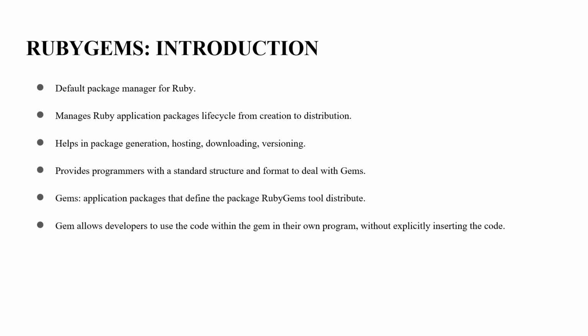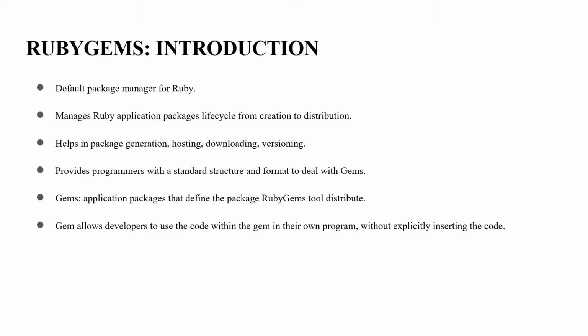A case study on Rubygems. Now, what is Rubygem? The Rubygem is a tool which manages Ruby application packages lifecycle from creation to distribution. If anyone has ever worked with a Ruby-based application, chances are that they have used Rubygems to manage dependencies, libraries, or even frameworks, like the Ruby on Rails framework.